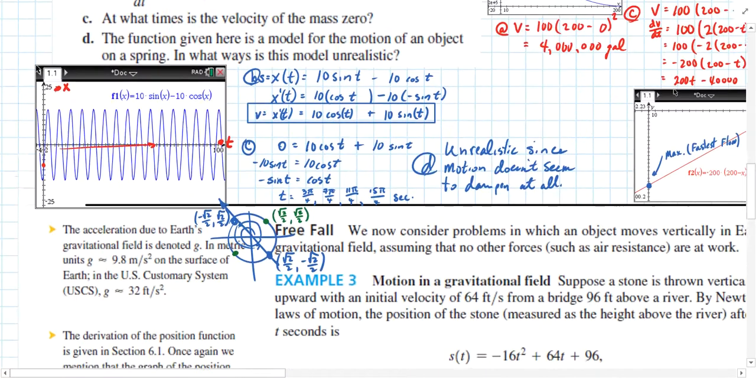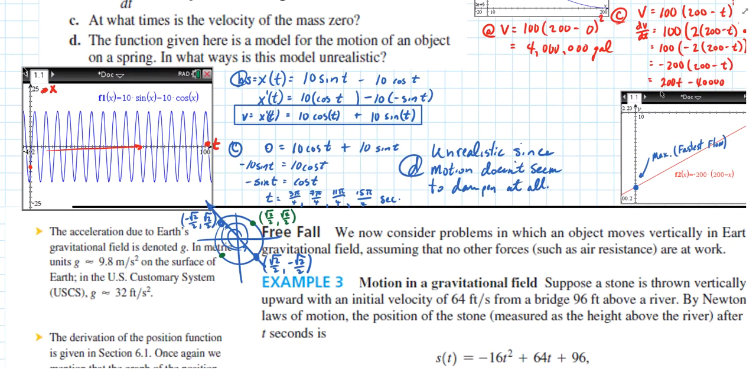I didn't spend a whole lot of time answering part D, but what came to my mind is that this would be unrealistic because the movement of that spring doesn't seem to be dampening at all. If you were to release this object that's hanging on the spring, eventually it would settle to equilibrium again, but it doesn't look like that's happening here.